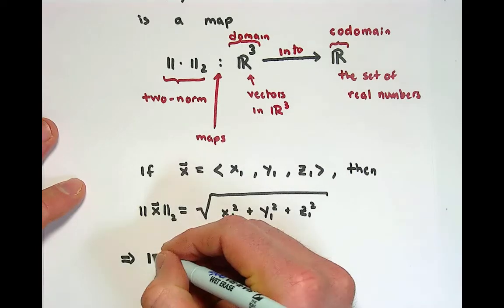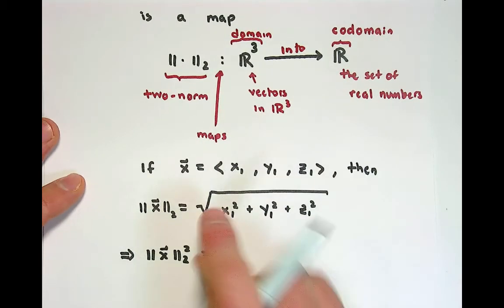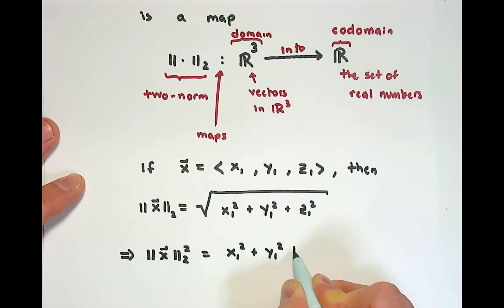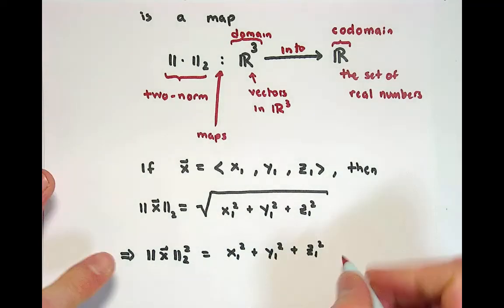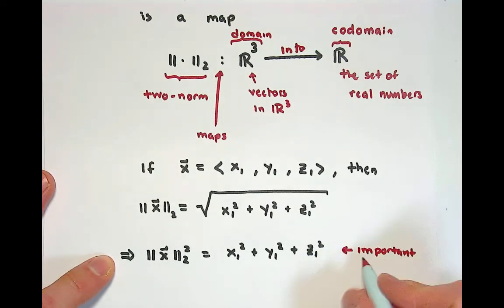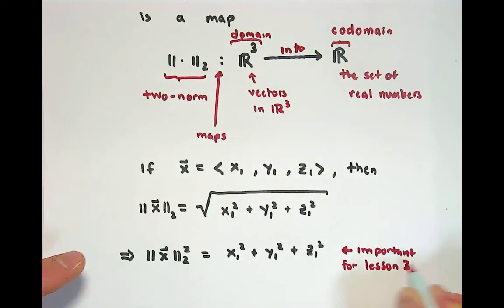Sometimes it is useful to be able to look at the square of the 2 norm, which is to clear the square root. If I square both sides of this equation, I get the sum of the squares of the components. We're going to see this form of the 2 norm again in lesson 3, called the dot products. We saw an example of how to calculate these in the last video.